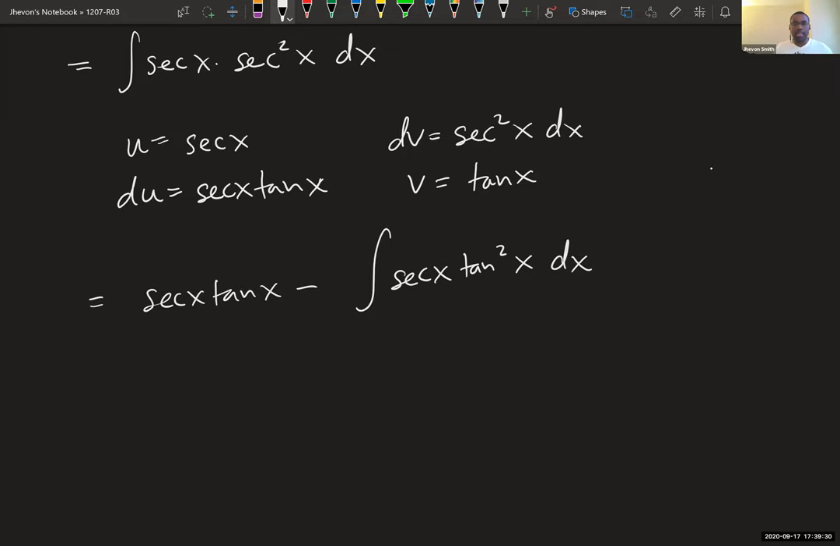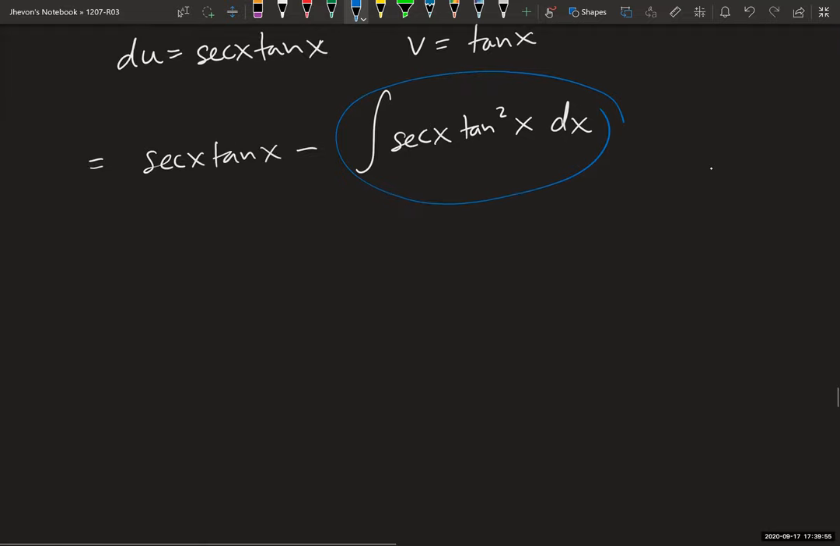And so now we have that, and we are focusing on this integral over here. Is that one of the cases that we know how to deal with? We know how to deal with the power of secant being even, and we know how to deal with the power of tangent being odd. Literally the opposite happens here. So this integral is a case 3. Try something. What do you think you would try here?